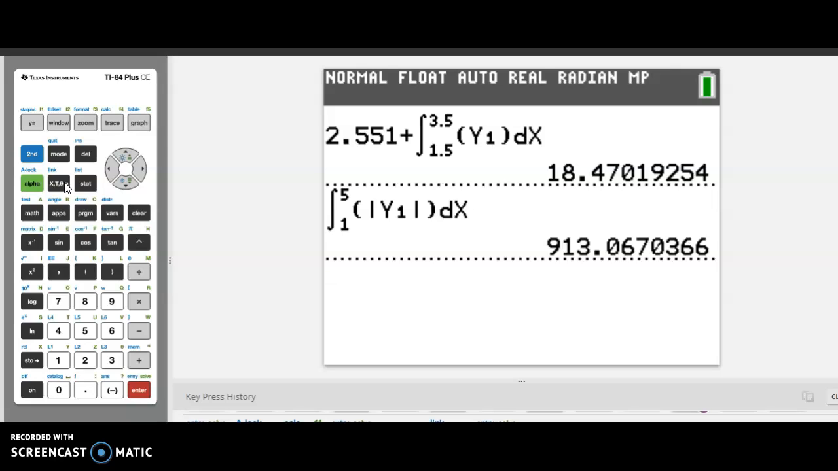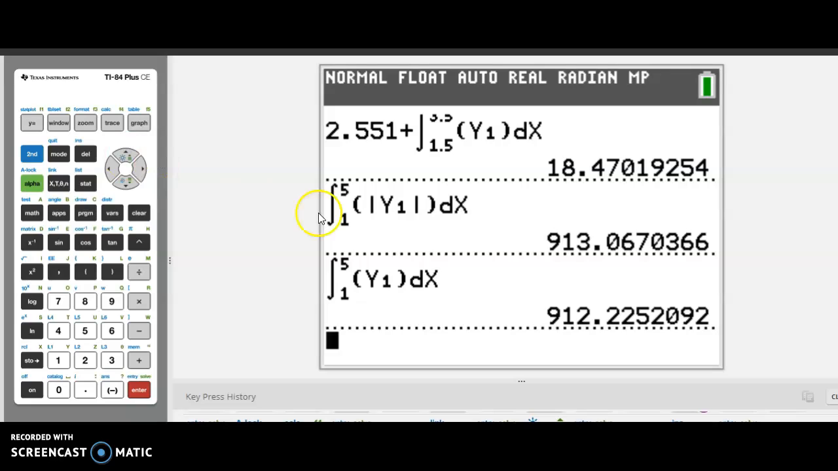Let me just play around for a second. Let's get rid of that absolute value real quick. I want to see if it's always moving to the right. No, there's a little part where it's below the x-axis. So notice the net distance would cancel out part of the total distance. So 913.067.